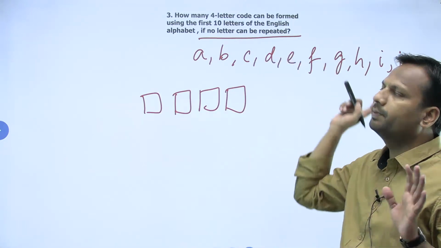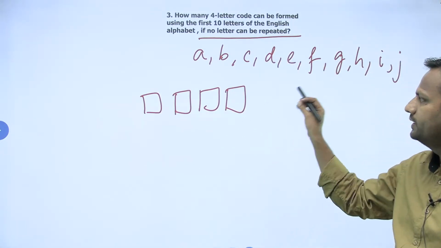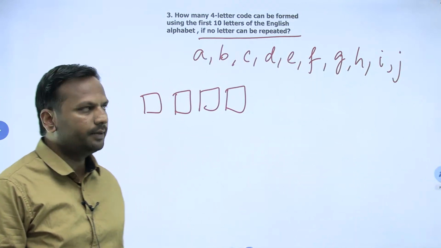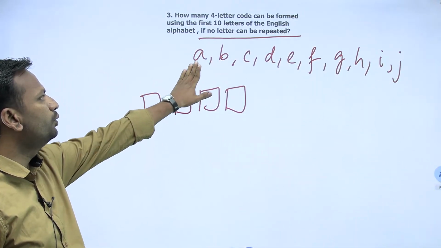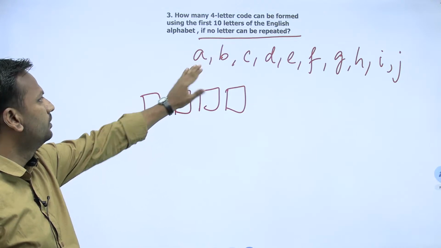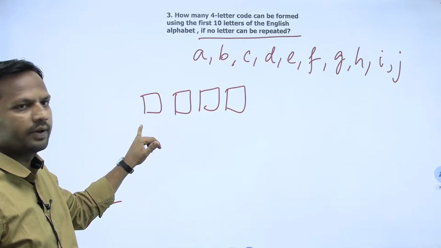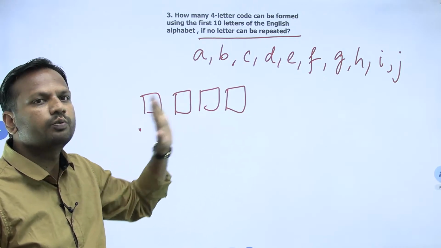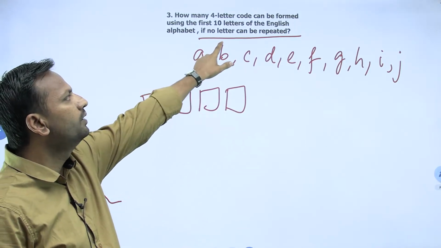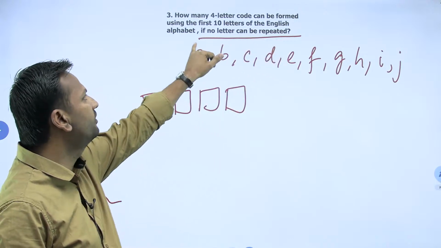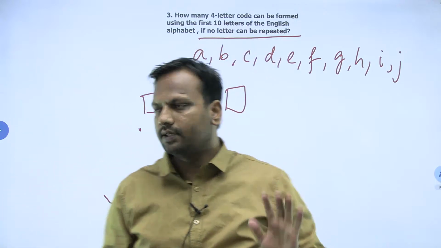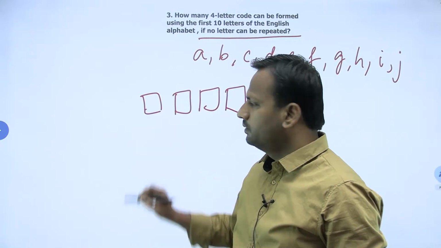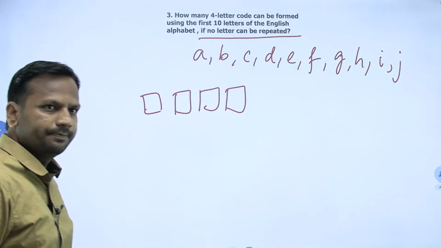If no letter can be repeated, without repetition of these letters, in how many ways can I form the 4-letter code here, students? If suppose you are using the alphabet A in the first vacant place, once again you should not use it in the second, third, fourth vacant place, students. Why? Because they are saying repetition is not allowed, that is, no letter can be repeated. Got it? This is the condition. Keeping the condition in mind, I have to follow the counting method.